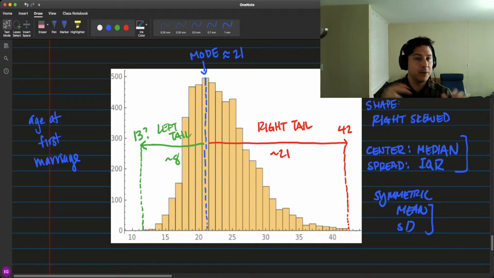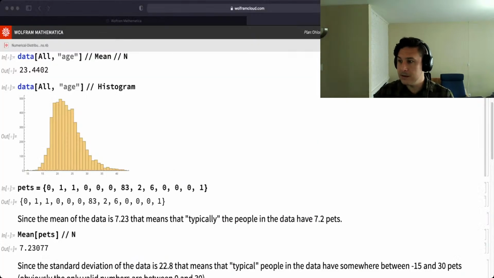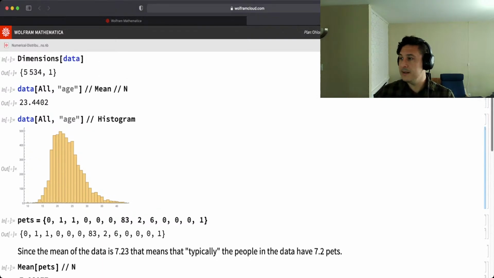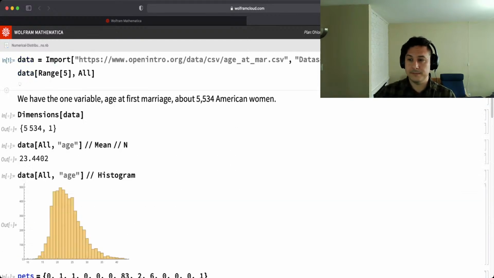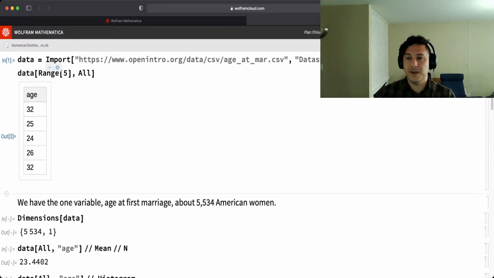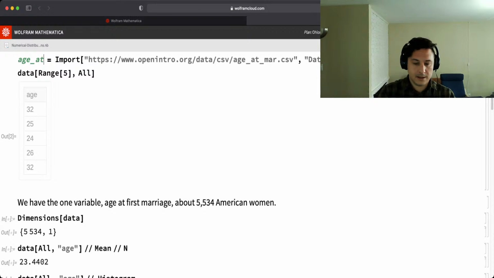Okay? Bueno so far? Okay, so we're going to go back to Wolfram, and we're going to find out what these numbers are. So here we are in Wolfram, and I'm going to reload my data. I called my data data. Actually, let's rename it. Let's call it age, age mar, for age marriage.